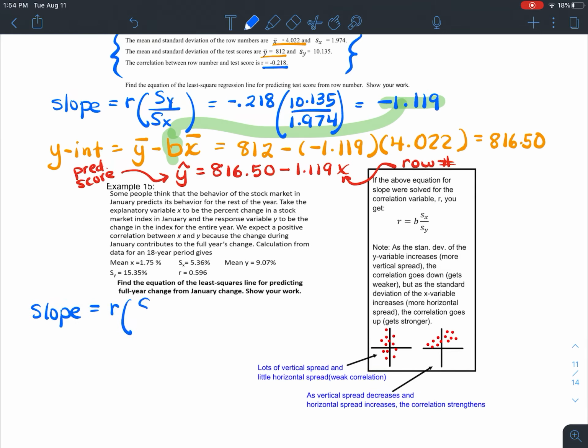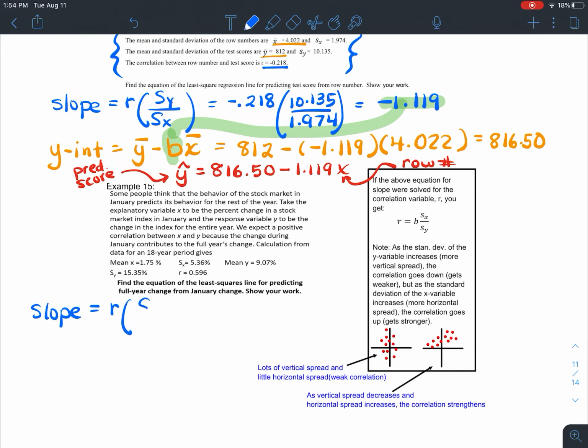1.7068. Okay, great. All right, y-intercept. Okay, average of y's minus the slope times the average of the x's. Looks like that's going to be 0.0907 minus 1.7068 times 0.0175 for a y-intercept of 0.06083. I'm going to go ahead and build the equation.